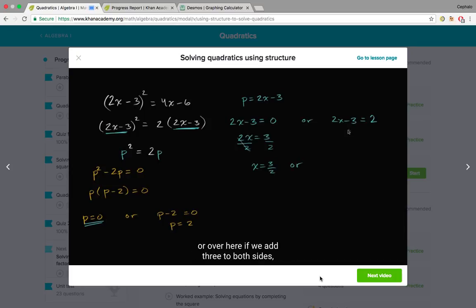Or, over here, if we add 3 to both sides, we get 2x is equal to 5. Divide both sides by 2, and you get x is equal to 5 halves. So these are the possible solutions. And this is pretty neat. This one right over here, you can almost do this in your head. It was nice and simple.